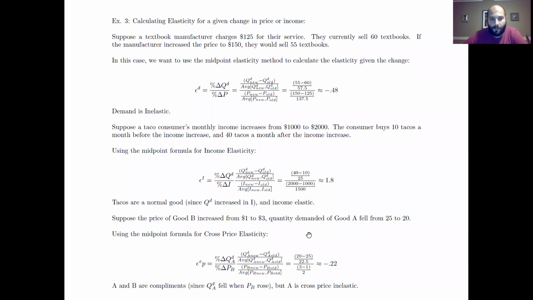So then just a couple examples of calculating elasticity for some given change. Suppose a textbook manufacturer charges $125 for their service. They currently sell 60 textbooks. If the manufacturer increased the price to 150, they would sell 55 textbooks. So we're going to use our midpoint method, our percent change formula. Here we're calculating for a change rather than at a point. So we want to use our percent change formula to calculate the percent change in quantity demanded and the percent change in price.